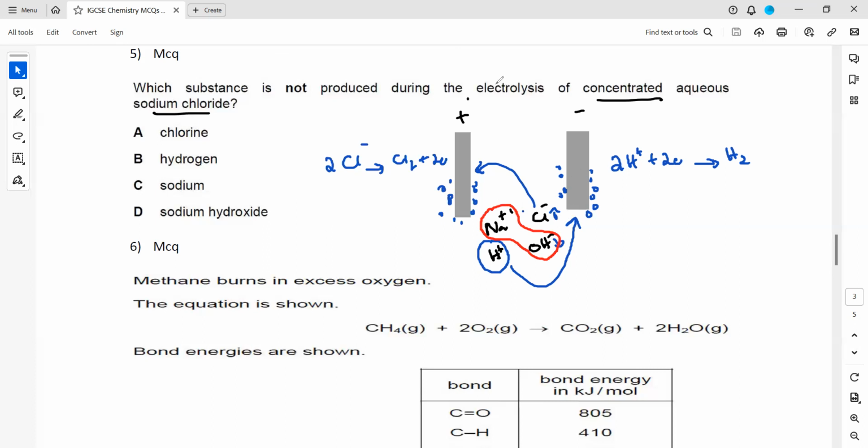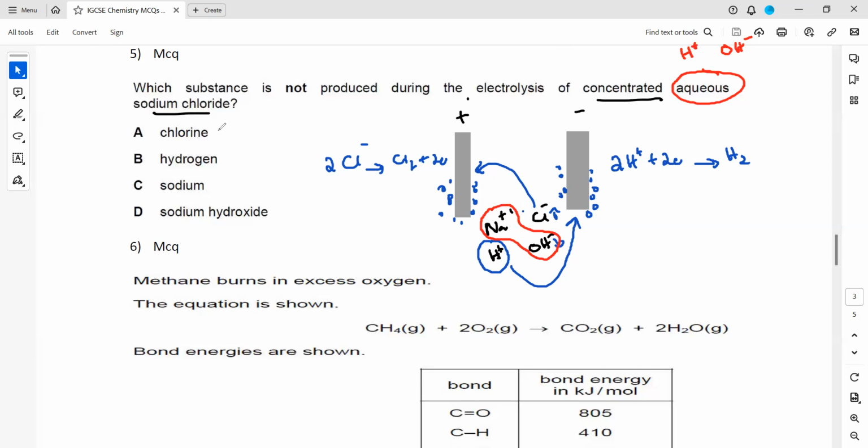Where do we get hydroxide from? Because they mention here aqueous. Aqueous means water. And what is the ionic composition of water? It contains H ions and OH ions. If you say it's concentrated, it means it contains less water, so fewer H and OH ions. If you say it's dilute, it means it contains more H and OH ions.